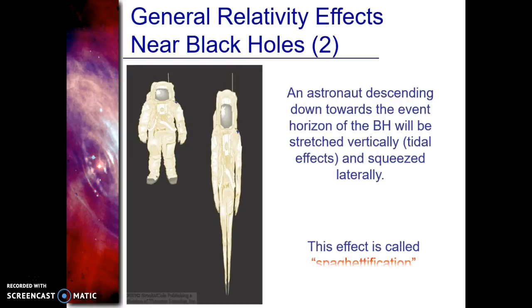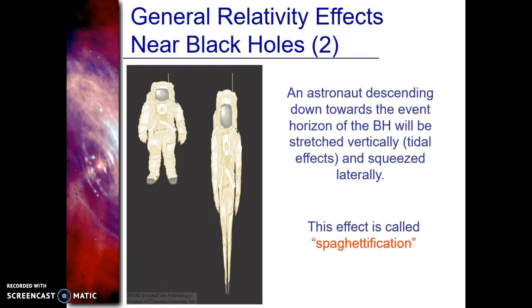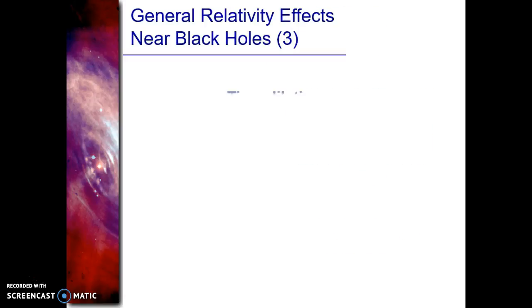Also, if an astronaut, or anything, starts to descend towards that black hole and gets closer to the event horizon, they'll be stretched vertically and squeezed laterally, which means they'll be lengthened and thinned, and they call this the spaghettification effect. Haha, you like that one? I know. All right.